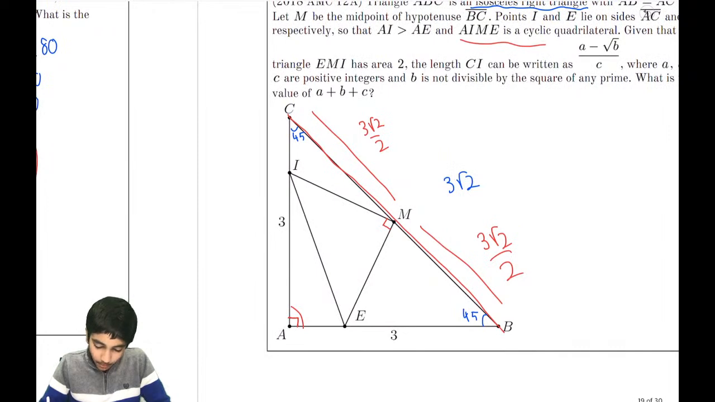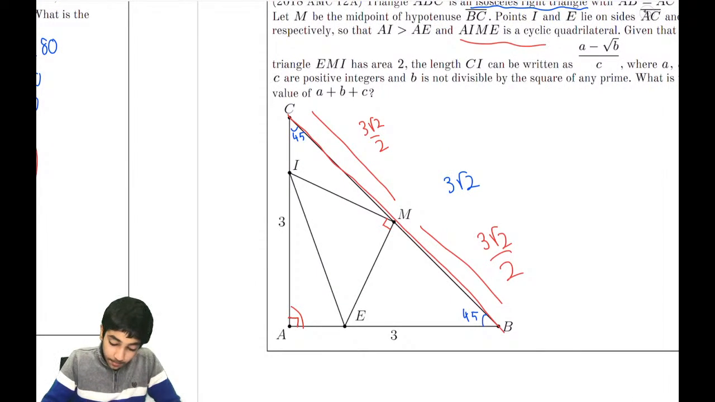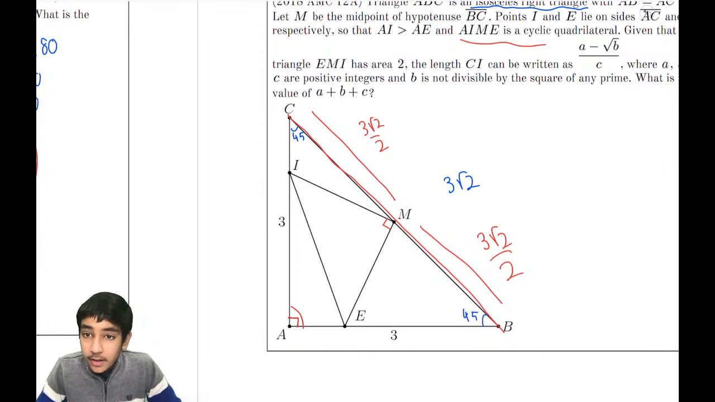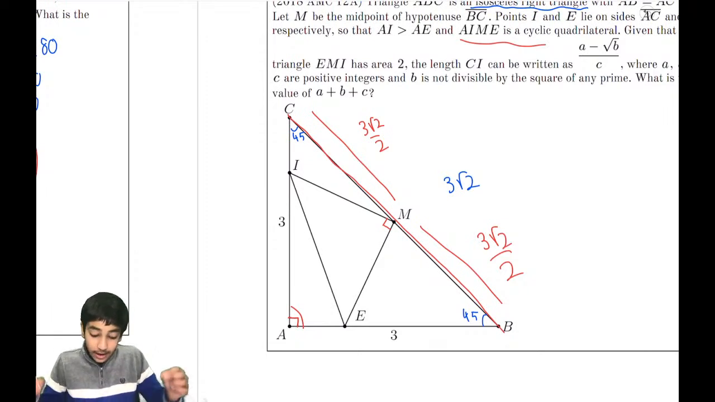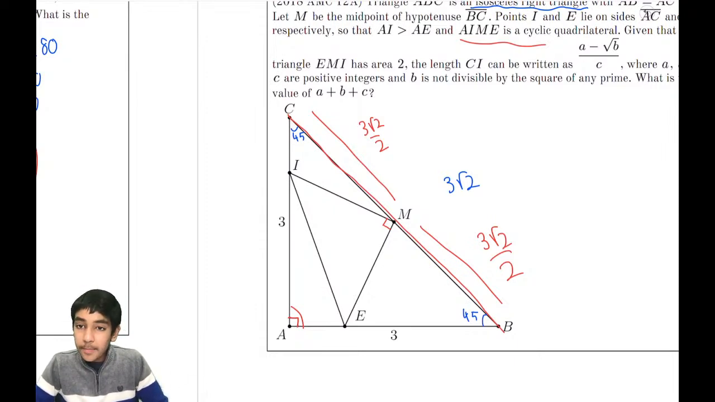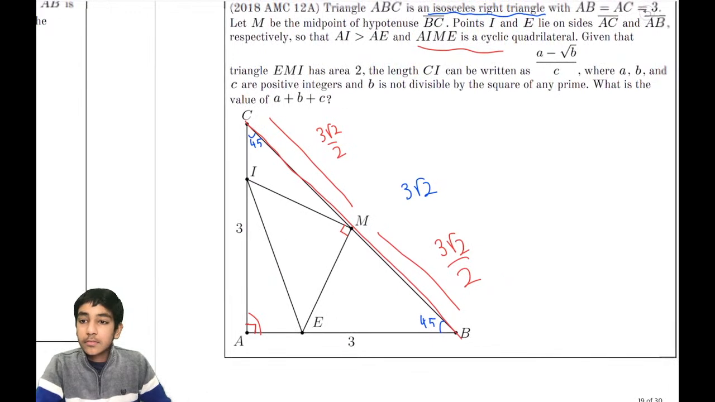Okay, so from here, what can we do? Is this it from cyclic quadrilateral properties? What other cyclic quad properties do we have? We know the sum of opposite angles is 180. Is there anything else we know about this diagram? Like I mentioned earlier, there are two cyclic quadrilateral properties. We used one of them. How can we use the other? What's the other cyclic quadrilateral property?